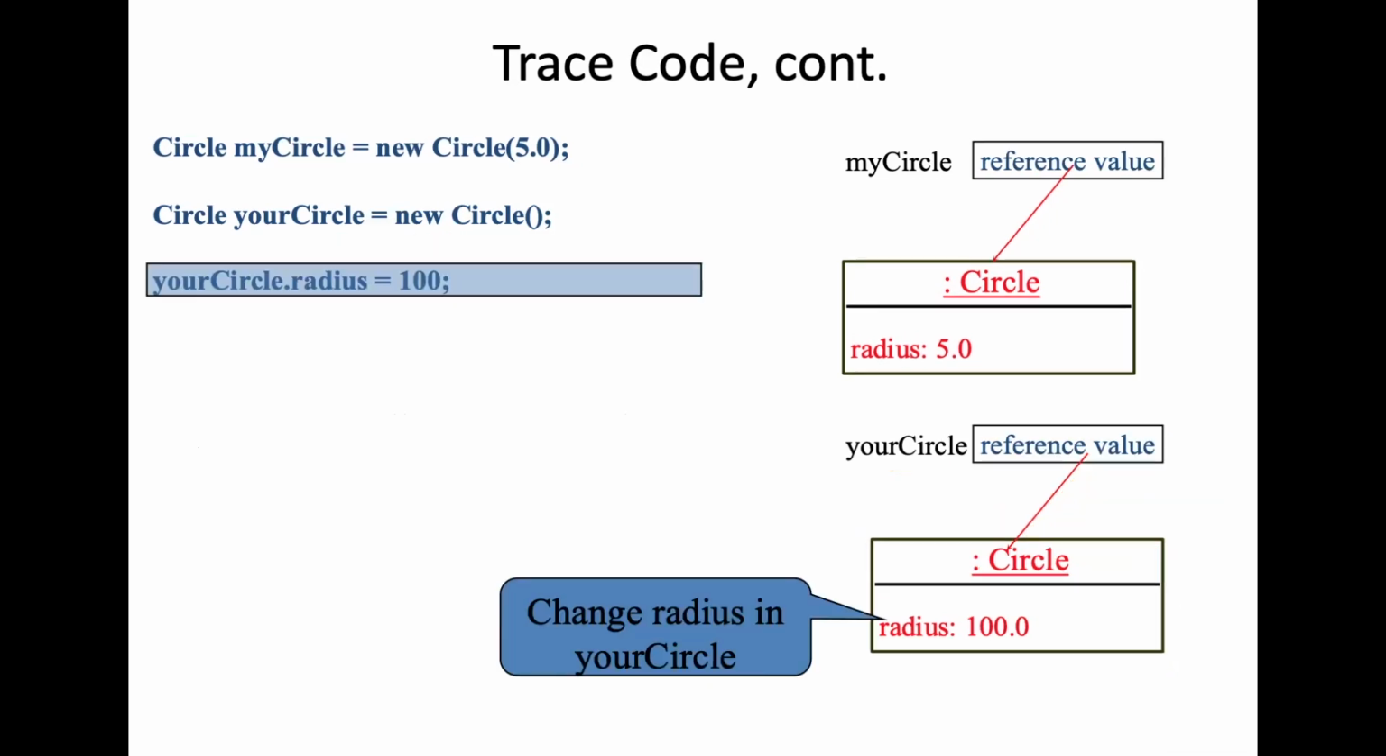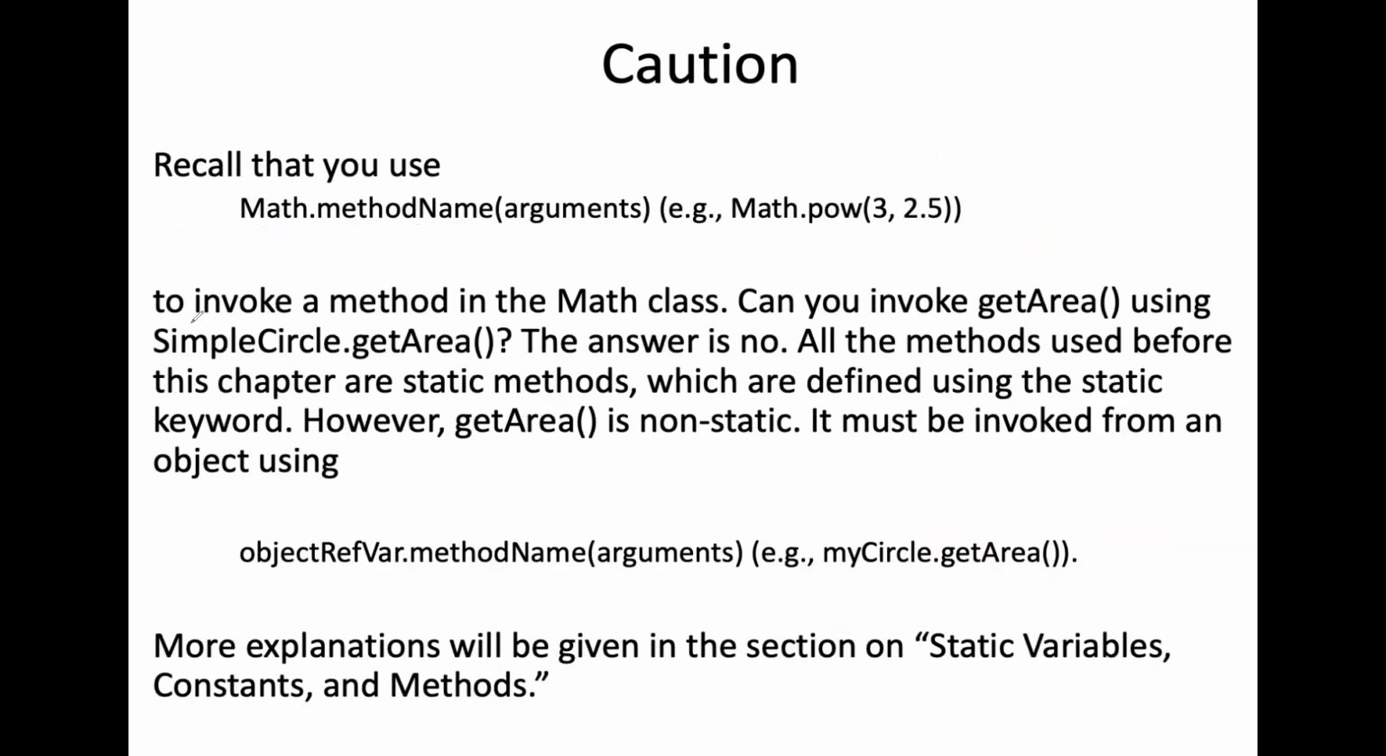Let's move on. So now we take command of yourCircle, fully declared, initialized with the address or reference of a valid dynamically allocated object in memory. We can make use of the dot operator, yourCircle.radius, to access its internal data or data member or property or attributes or fields. In this case, we're setting 100 to it. This is how we change radius in yourCircle.